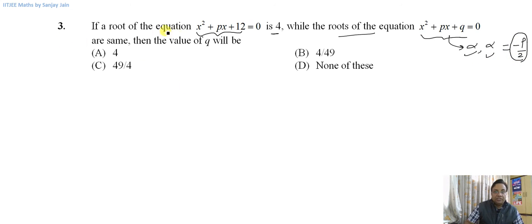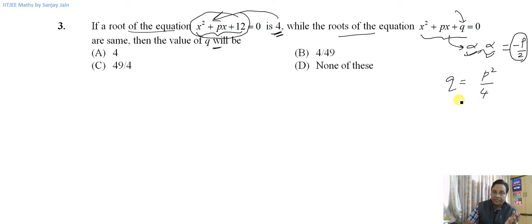Okay, now see, if a root of this equation is 4, one of the roots is 4, so what you can do is replace x with 4 in this equation and get the value of p. Once you get the value of p, you will directly get the value of q, because q is nothing but the product of these roots. Product of these roots means the value of q will be nothing but p square by 4. So once you obtain p, you just place the value of p here, and you will get the value of q.